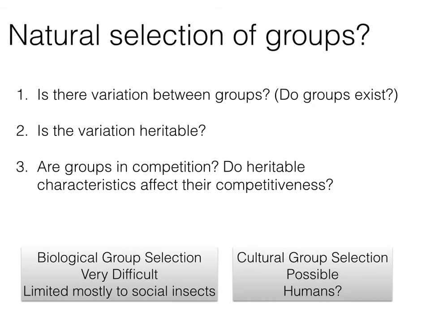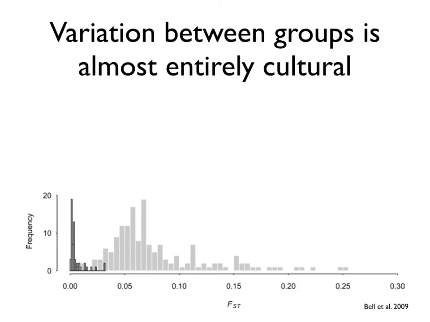Cultural group selection makes this possible among humans because we can see variation between groups. This variation is passed down as individuals socially learn, and cultural groups can be in competition. I'm going to walk through the points of evidence here. So groups do exist culturally. It's pretty obvious at first blush, and almost all the variation between human groups is cultural.